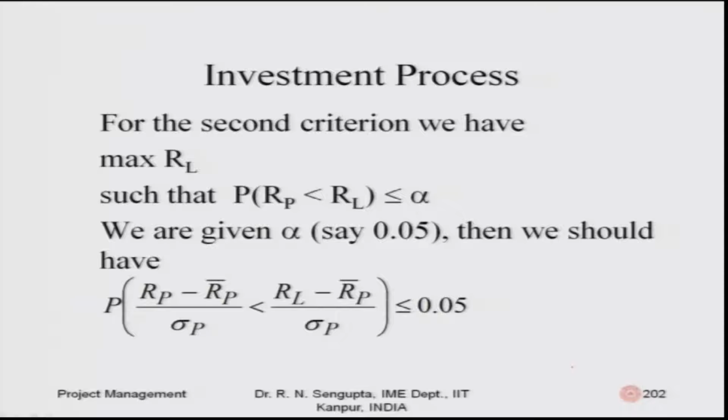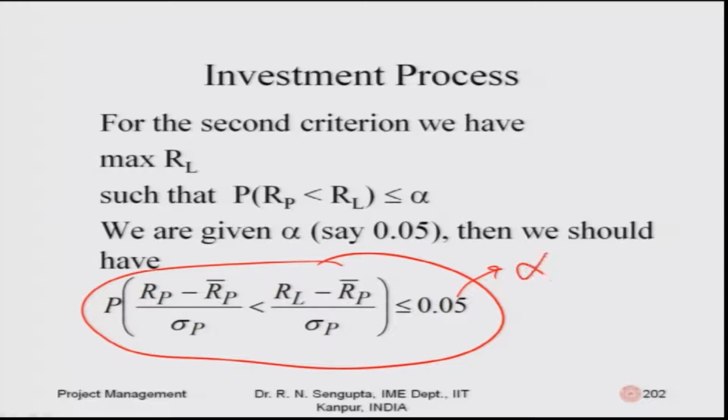For the second criteria, we basically maximize RL. The first one was finding the probability of the difference between two values being less than that. Here, under the condition, the probability of RP being less than or equal to RL is some alpha. So, the alpha value is given, and we want to find the maximum value of RL such that the probability condition is met. Say, for example, we have the value of alpha from the table as 0.05, which is 5%, then we have this value again using the standard normal distribution.